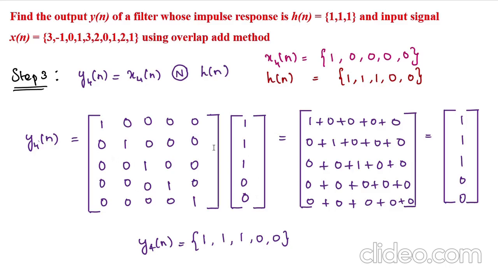So this ultimately forms the identity matrix. So anything multiplied with the identity matrix will be the same answer. So here it will be like 1, 1, 1, 0, 0. So this is y4 of n. You can also multiply and cross check it.